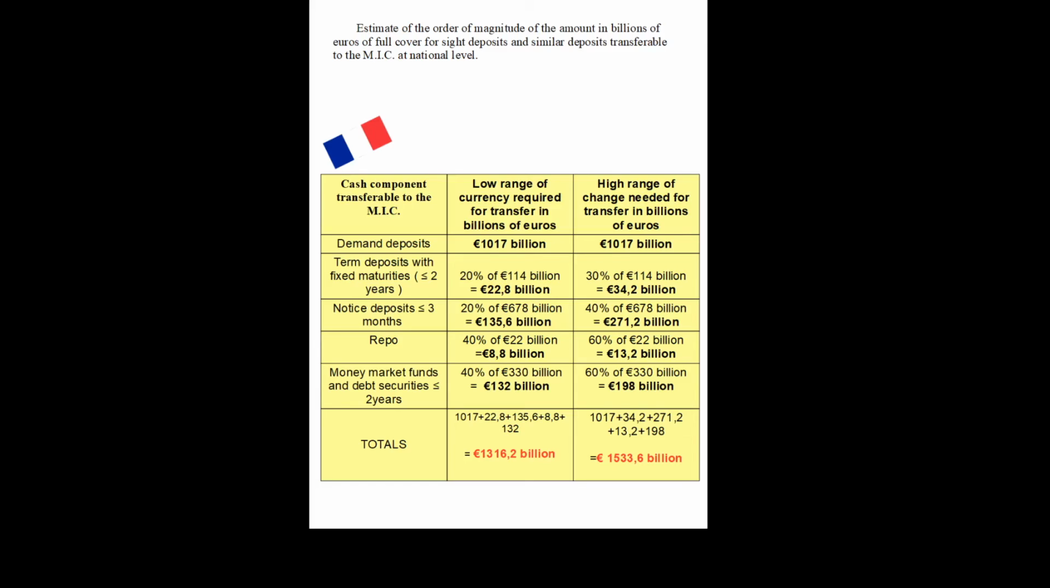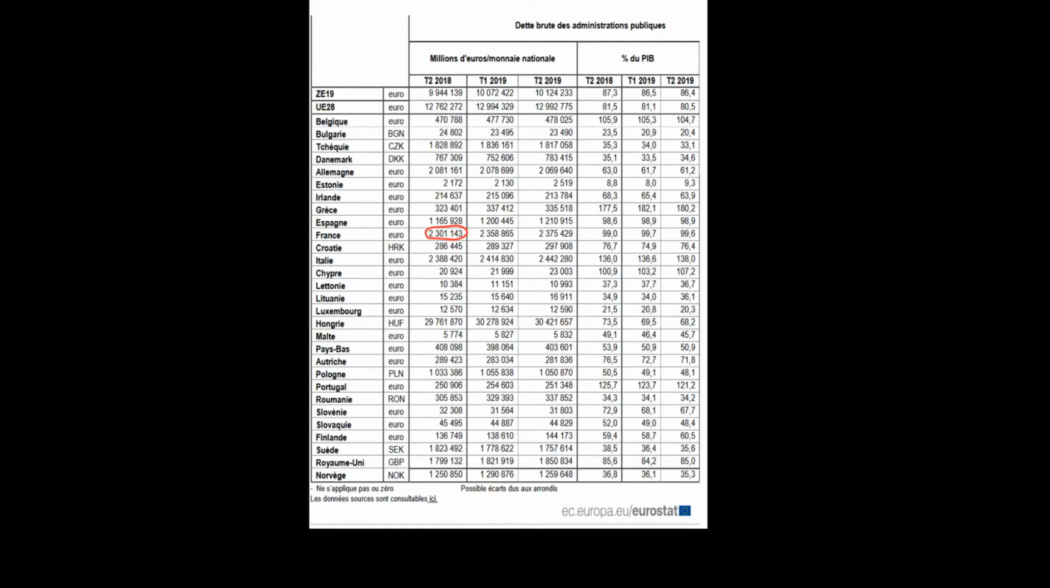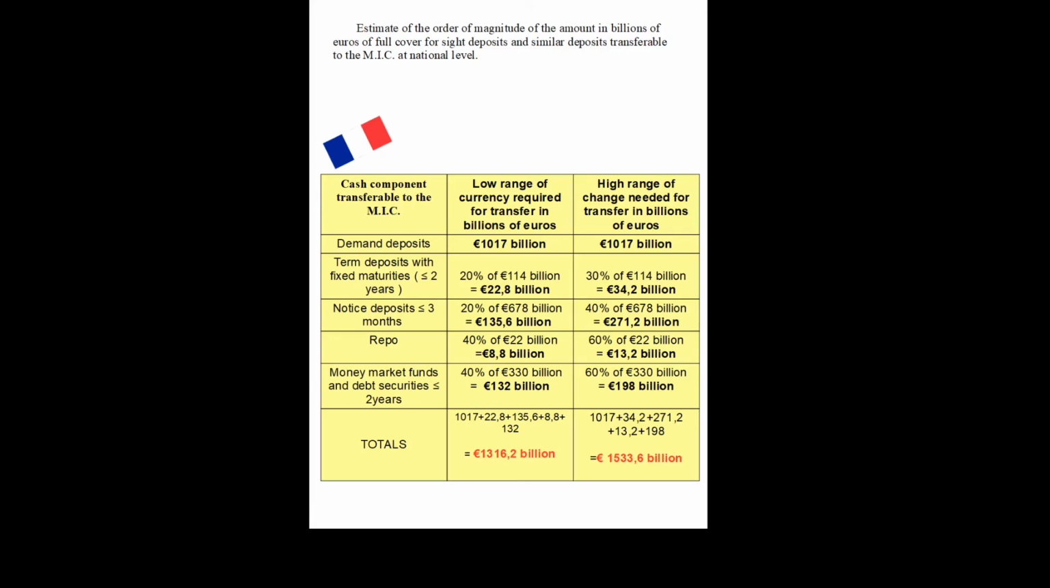Let us look at French public debt. In 2018, it was about €2,301 billion. We can therefore neutralize more than 57% of the French public debt for the low range. If we place ourselves at the high end of the range, more than 66% of French public debt, 2/3.